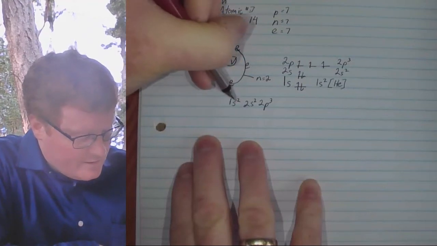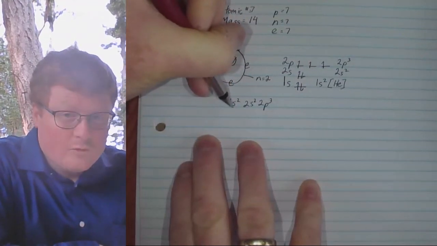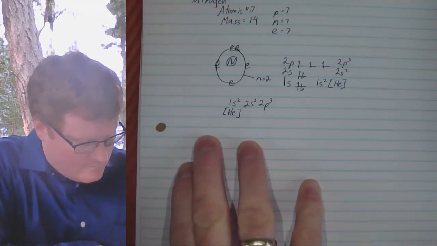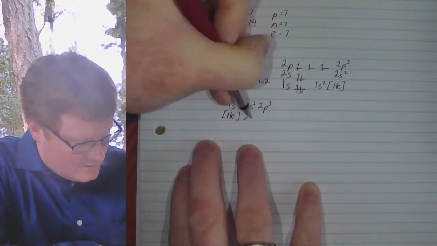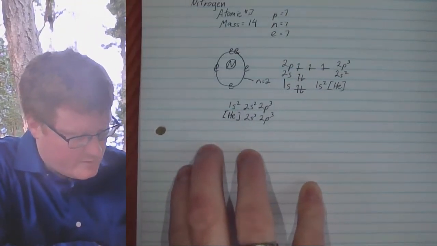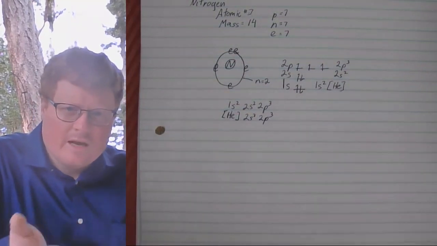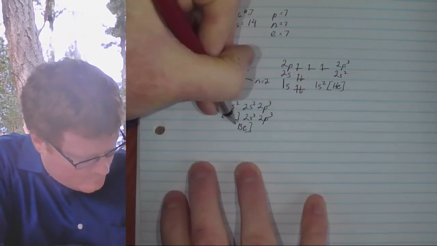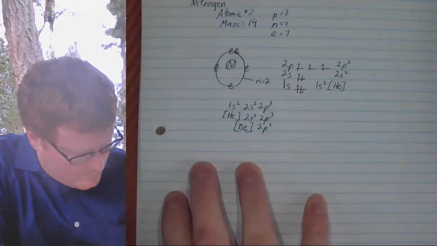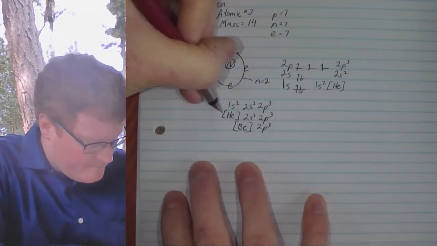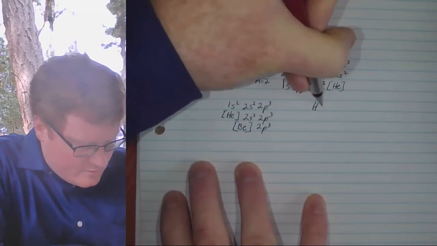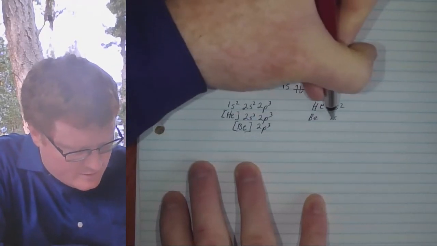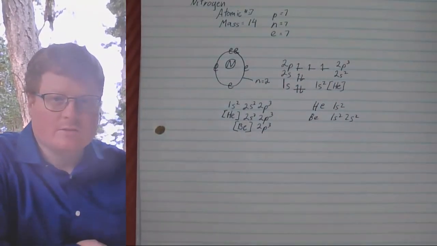A shorthand way to say that is taking the full orbital and saying, hey, actually helium has a 1s2, and then 2s2, 2p3. But which one has a 1s2 and a 2s2? Beryllium. And how can I substitute that? Well, a helium electron configuration is 1s2. Why can I put beryllium? Because a beryllium configuration is 1s2, 2s2.